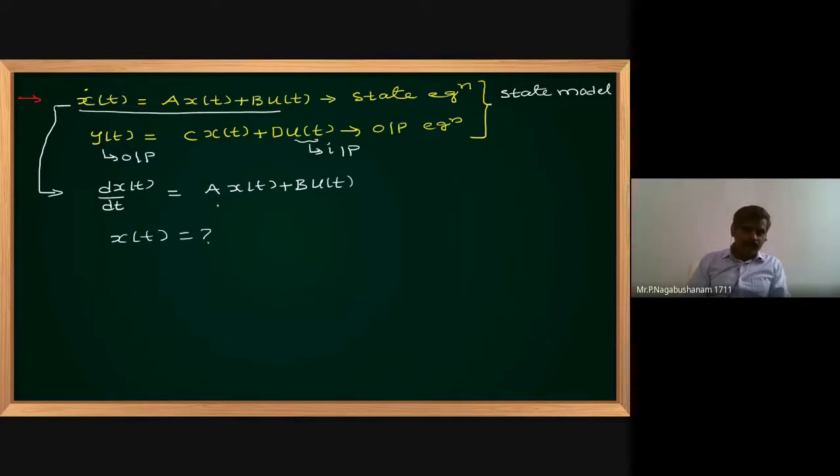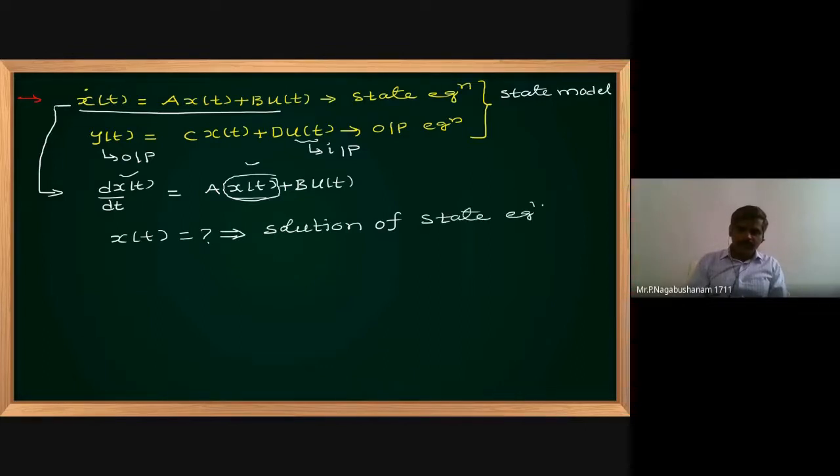Don't say that if you want x of t, you can keep it on the left side and send the remainder to the right side. That is meaningless, because there is one more x of t. The x dot of t is the first derivative, dx by dt, which is also x of t. If we solve this differential equation, we get the solution, and that solution is called x of t. Are you getting my point? My question is, what is the solution of the state equation? x of t is the solution of a state equation.